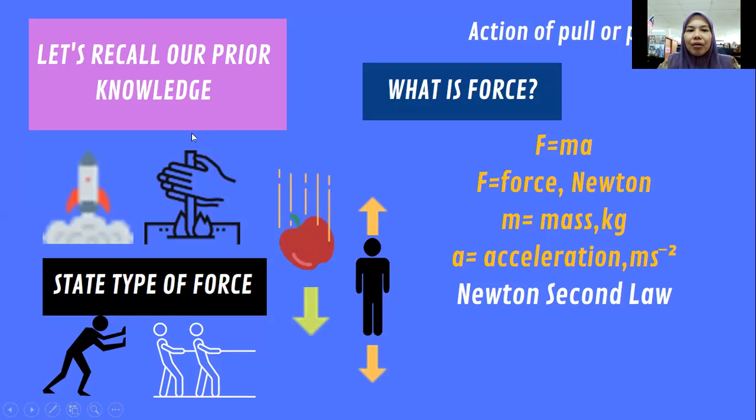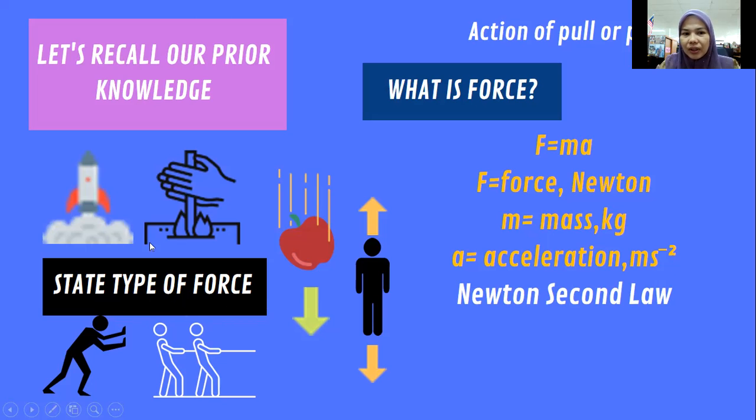So let's recall our prior knowledge. What do you understand about force? Force is an action of pull or push. We can describe force from Newton's first law, second law, and also third law. But what we're going to focus on in this topic is Newton's second law, which is F is equal to ma. F is equal to force in Newton, m is equal to mass in kg, and a is equal to acceleration in meter per second squared.